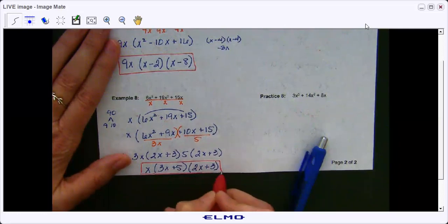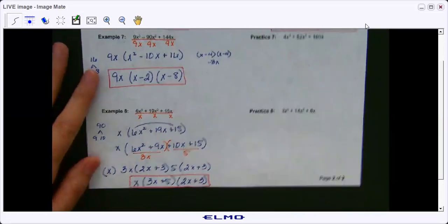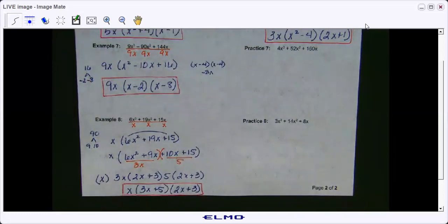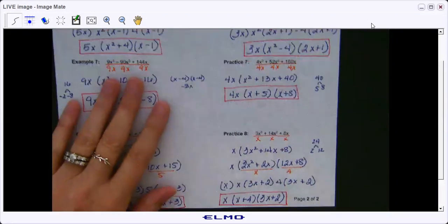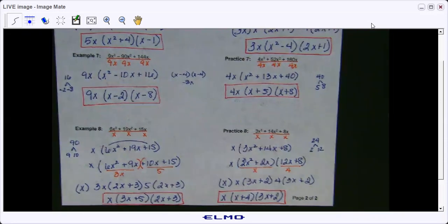Okay. Now I do want you to go ahead and do practice 7 and practice 8. And then we'll finish this lesson. So go ahead and do those 2 on your own. All right, these are the 2 practice problems if you want to check your answers. And that concludes lesson 7-8. Make sure you check Canvas for what your homework assignment is.